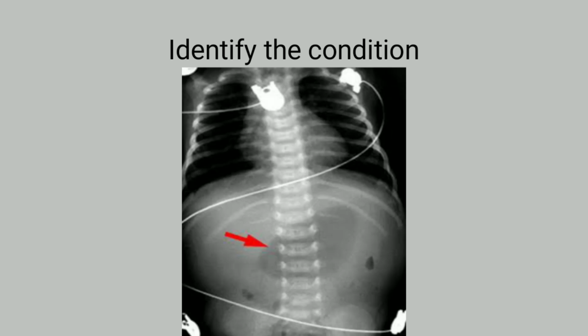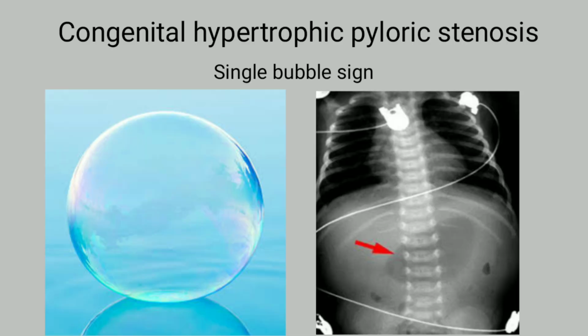Identify the condition. We can see the single bubble sign, which is seen in congenital hypertrophic pyloric stenosis, in which there is obstruction beyond the stomach.